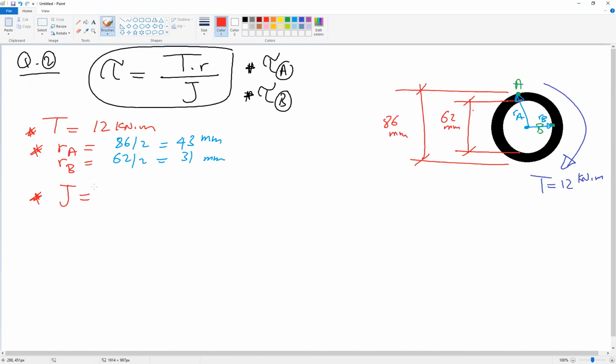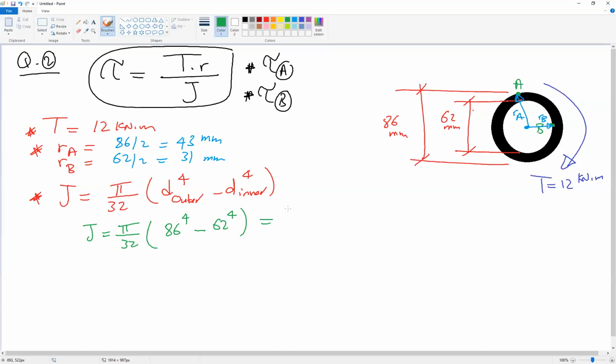J here, it is a hollow section, so the formula will be pi divided by 32 multiplied by d outer to the power 4 minus d inner to the power 4. If we have a hole or a hollow section, we need to subtract the inertia of the hole from the section. So J will be pi divided by 32 multiplied by 86 to the power 4 minus 62 to the power 4. This gives us J equal to 3.919 multiplied by 10 to the power 6 millimeter to the power 4.